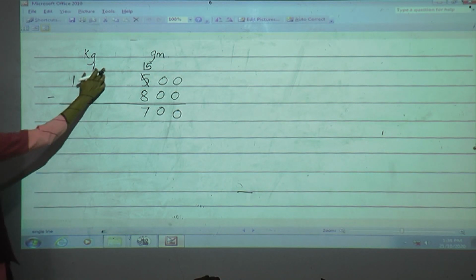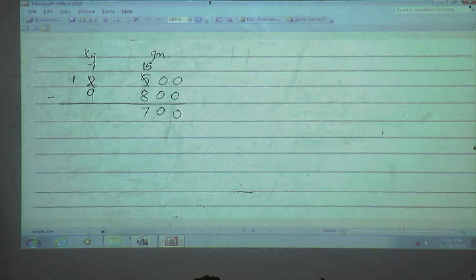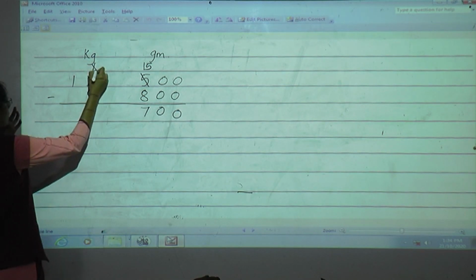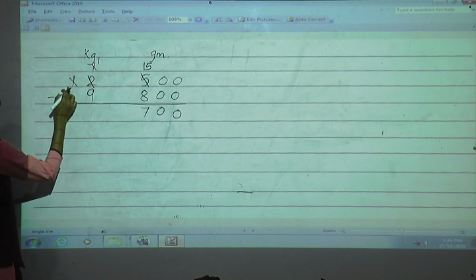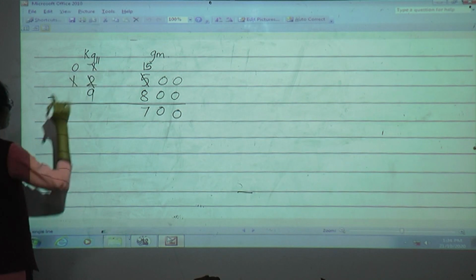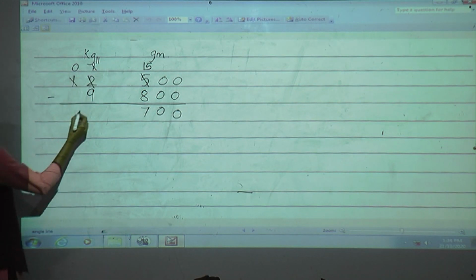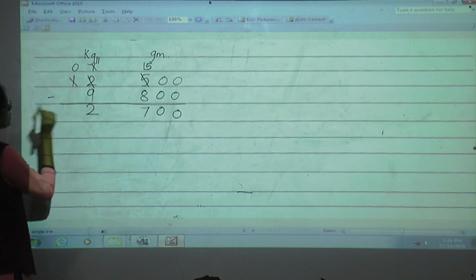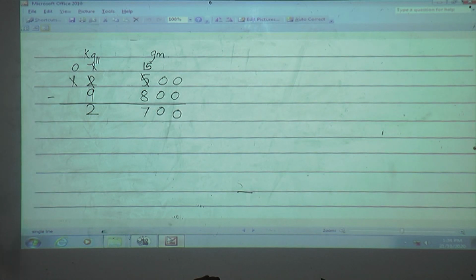Here 1 minus 9. Again 1 minus 9 is not possible. So cut this 1, write as it is. Go to the neighbor. Here only 1 is there. So 1 minus 1, 0. And here this 1 will become 11. 11 minus 9, 2. Here 0 is there. So here no need to write 0.